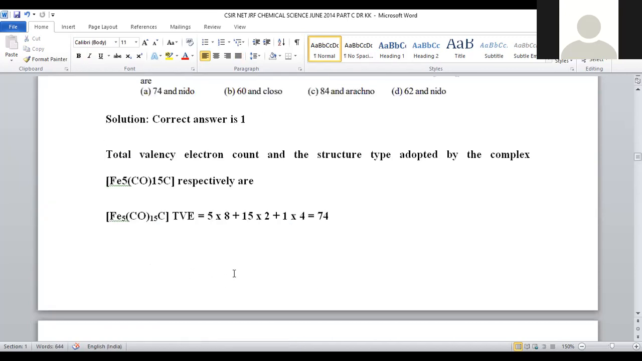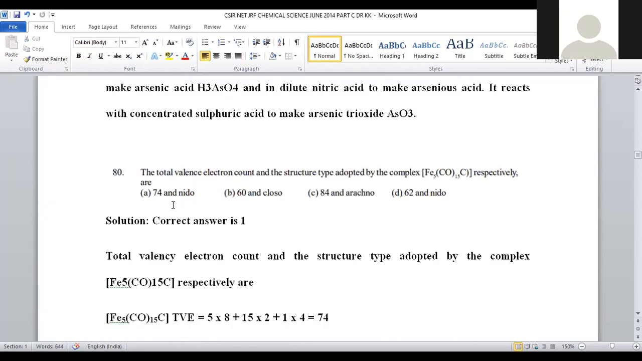So the nido cluster structure is also available in option number 1. For question number 80, 74 is the total valency electrons, and the corresponding Wade's cluster structure is nido. So that is given in option number 1. For question number 80, option number 1 is the correct answer.